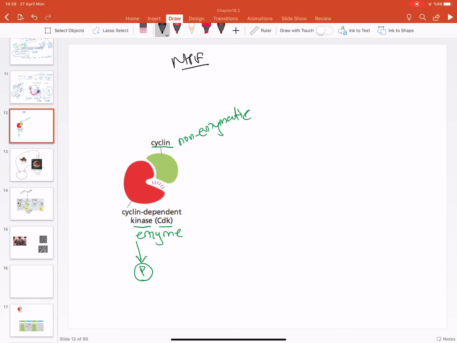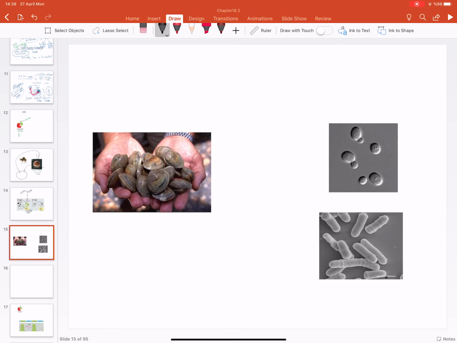So later on, they have identified this molecule in the clams also. Tim Hunt made the experiment. These are the clams. And this is a very simple model because it's easy to keep alive, easy to take care of. And then it was also identified in the yeast. These are the unicellular eukaryotes.